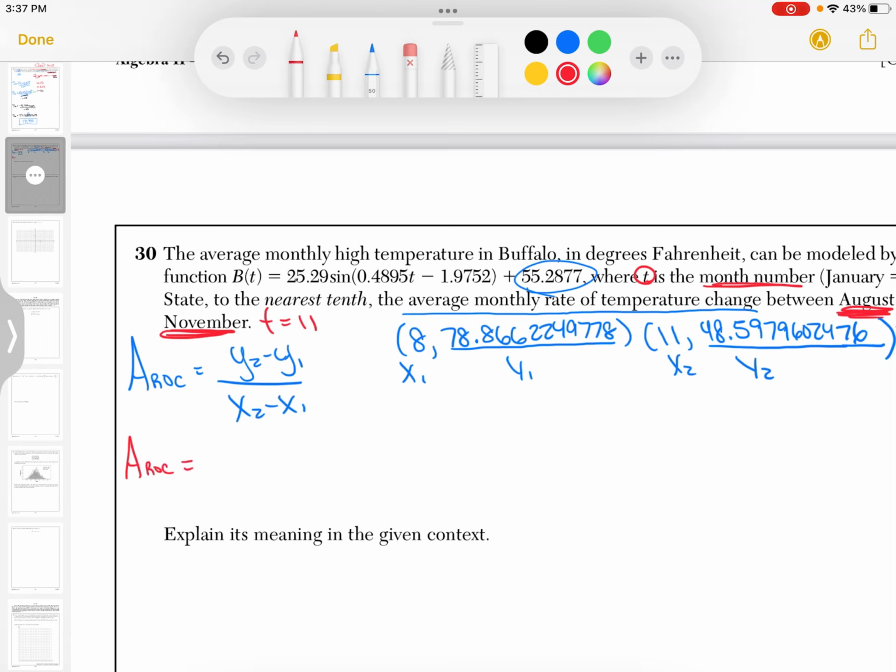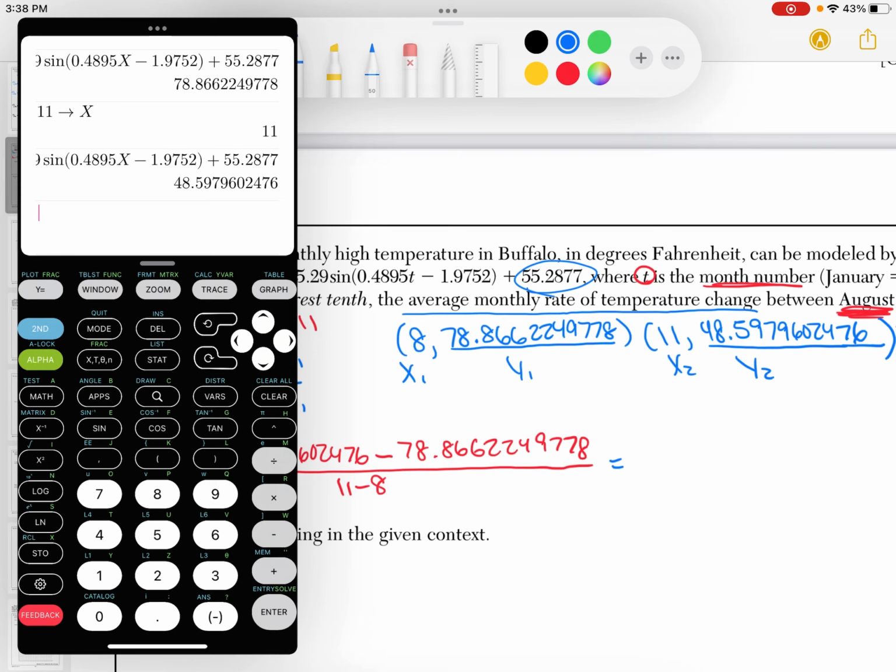So the average rate of change equals my y2, yuck, here we go, 5979602476 minus my y1, 78.866. If you're at any point in the exam wondering, do I really have to write that out? Just do it. It's the actual exam, the final test of your knowledge. You don't want to lose points for not showing something.